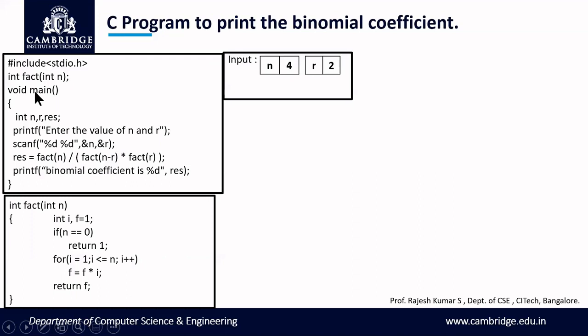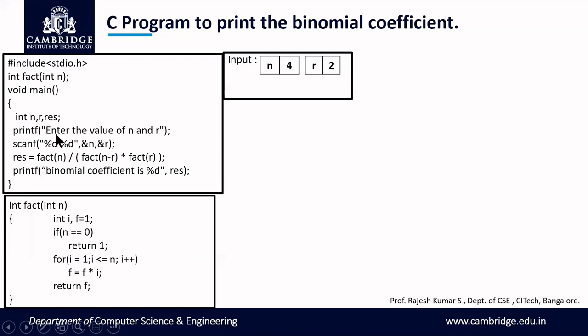Okay, now starting with the program, the execution of the program starts with void main. The execution starts from here. When we start executing the program, these are the variables which are declared in the program. n is a variable, r is a variable, res is a variable. n and r are used to hold the n value and r value, and res is a variable to hold the result.